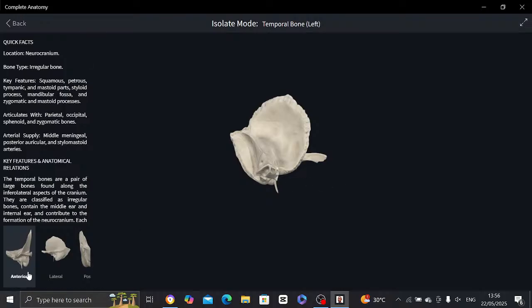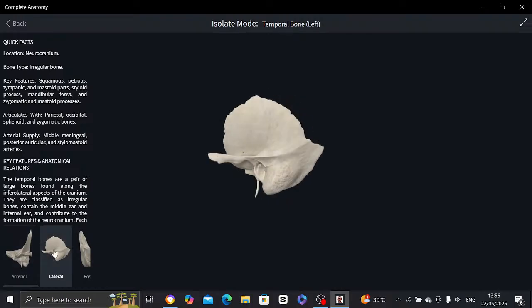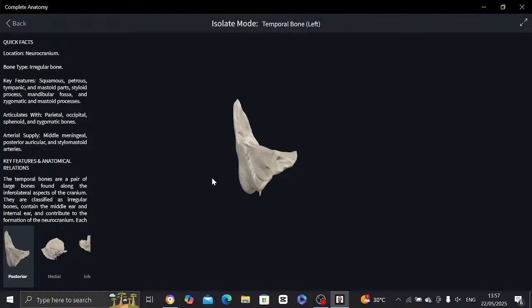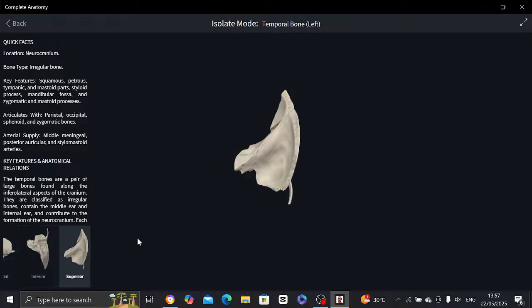So this is the anterior view of the temporal bone. This is the lateral view, looking at it from the side. Basically, we've talked about the mastoid process. This is the styloid process, this little projection. Then we have this zygomatic process that attaches to the zygomatic bone. Then posteriorly, this is the posterior portion. Then looking at it from the medial aspect, that's from inside the skull. Then from the inferior aspect, the superior portion.